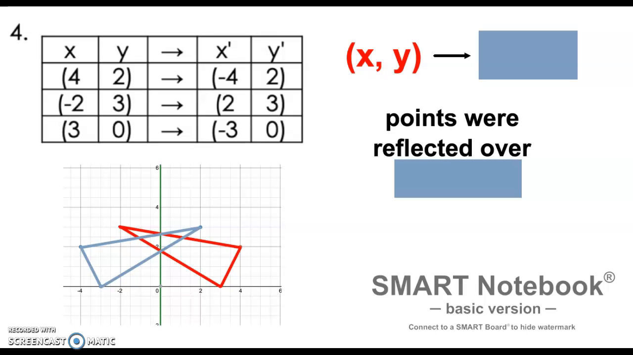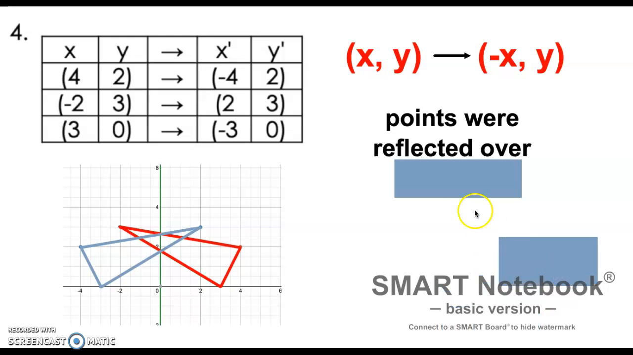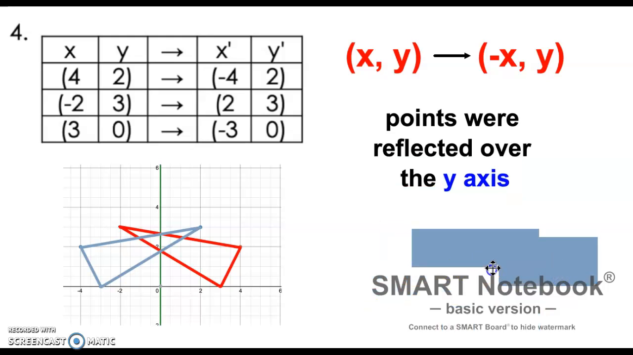Negative 2, 3 turns into 2, 3. Yes, we took the opposite of the x coordinate, the y coordinate stayed the same. 3, 0 turns into negative 3, 0. Yes, that follows our pattern. We took the opposite of the x coordinate, and the y coordinate stayed the same. So this means that our points were reflected over the y-axis. That is the rule for reflecting over the y-axis. Again, if you look at the graph from Desmos here, you can tell that we did in fact take that triangle and reflect it over the y-axis, which is highlighted in green.